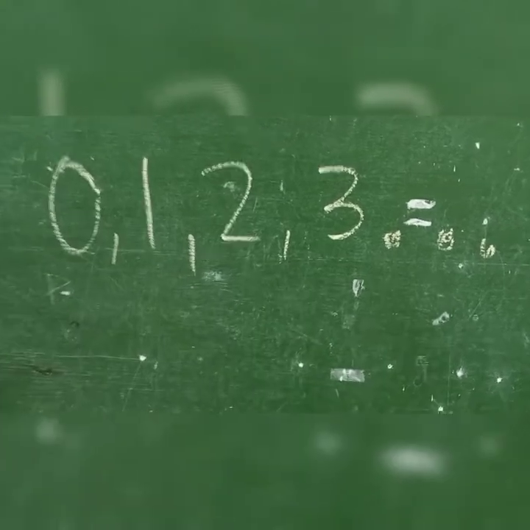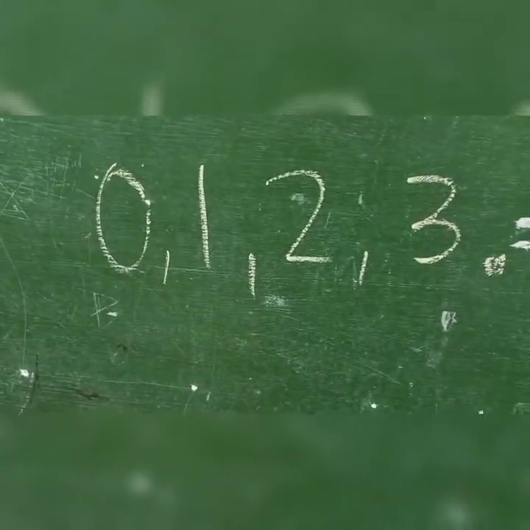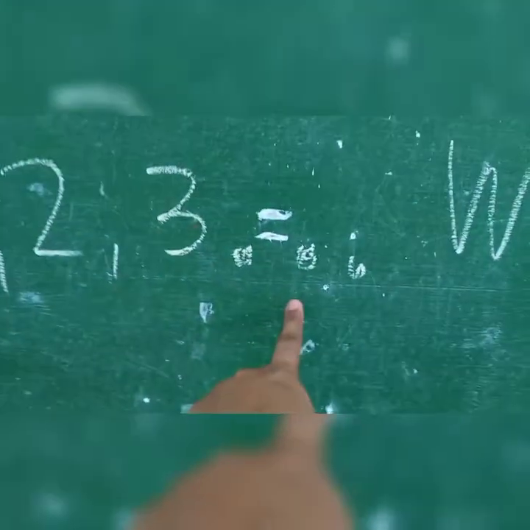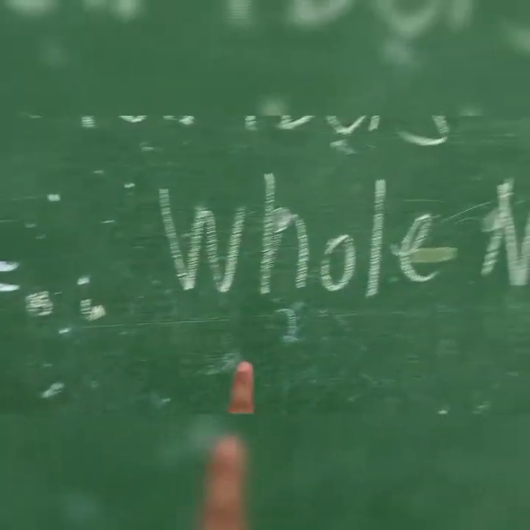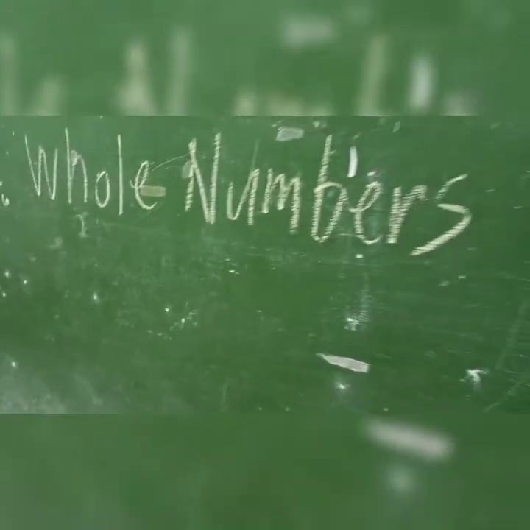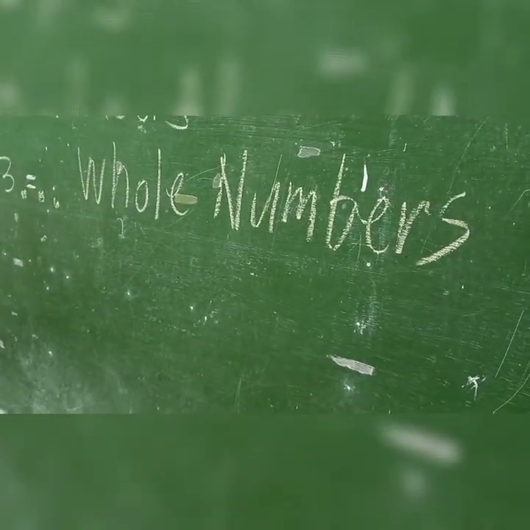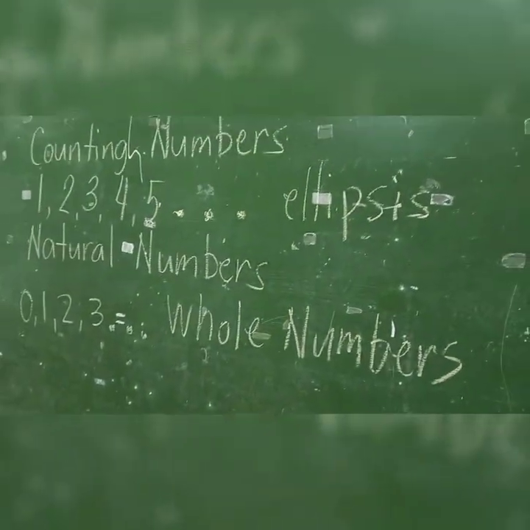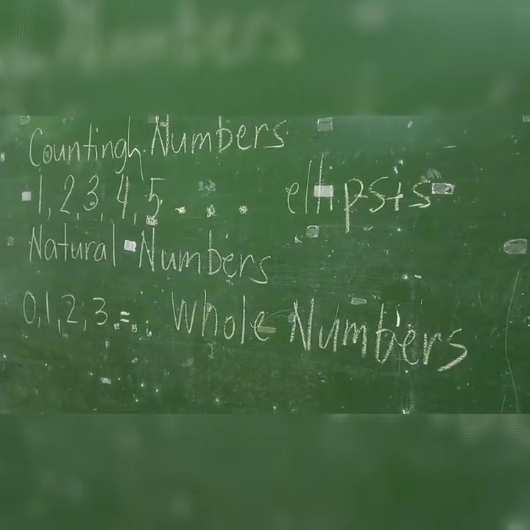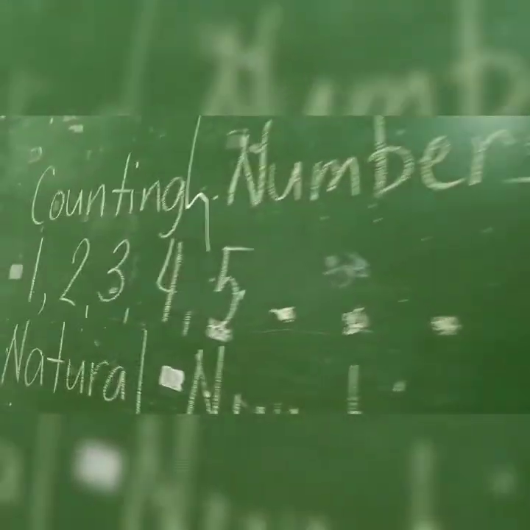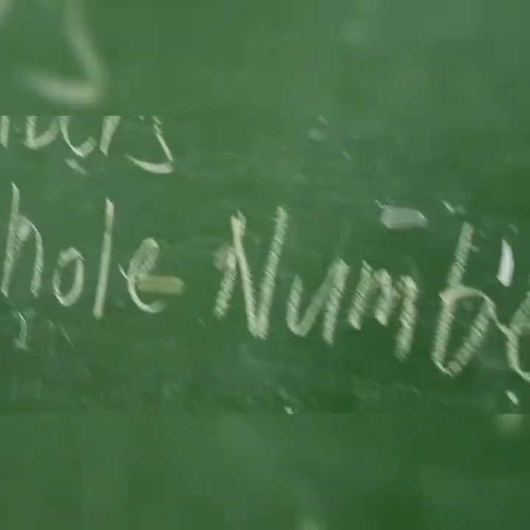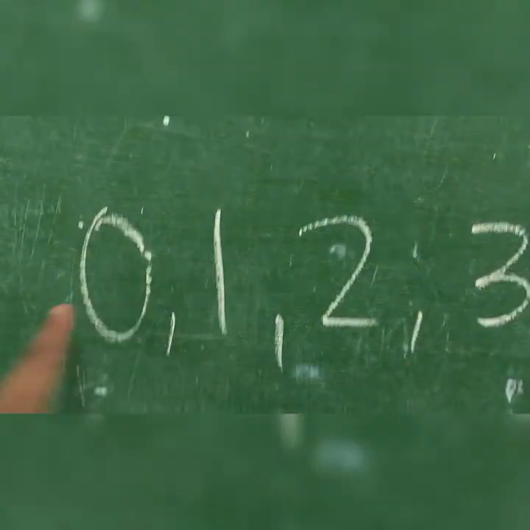When the numbers start with 0, 0, 1, 2, 3, and so on, they are called whole numbers. So the difference between whole numbers and counting numbers or natural numbers is that counting numbers start with 1. Whole numbers start with 0.